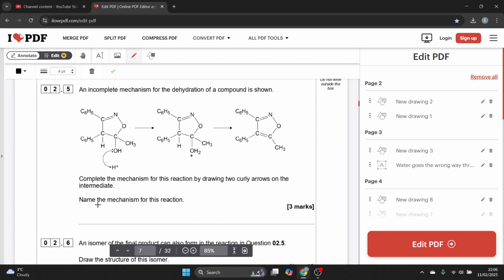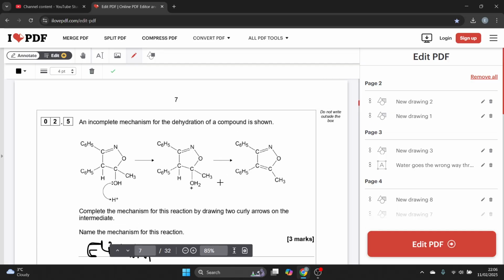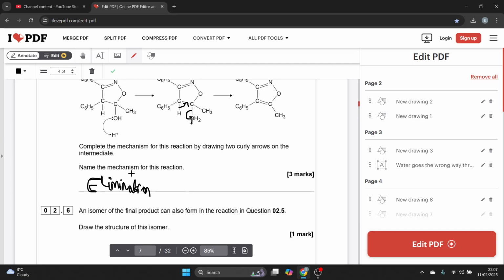Name the mechanism for this reaction. Elimination. Yeah, elimination, the dehydration reaction. And then complete the mechanism. So what happens is bonds to H plus the lone pair of electrons on oxygen minus. Then you go from here to here. Then the carbon positive charge, and they go from here to here. So there to there, and then there to there. Obviously, I like to show it as two separate steps, but in this part you need to just do it like that.